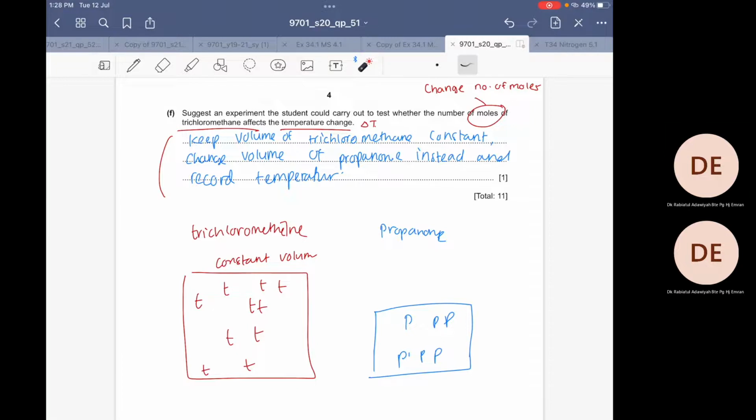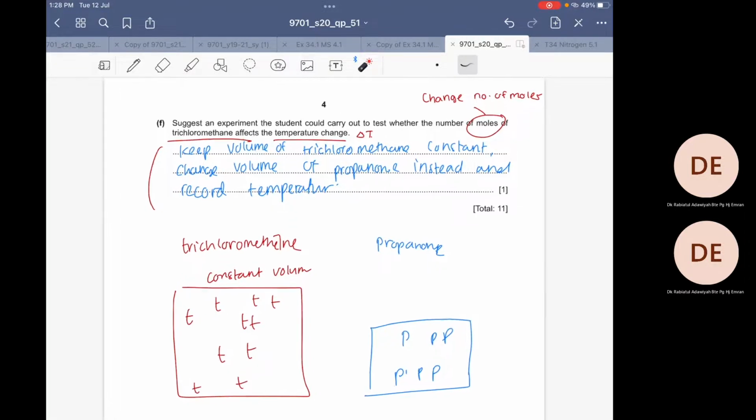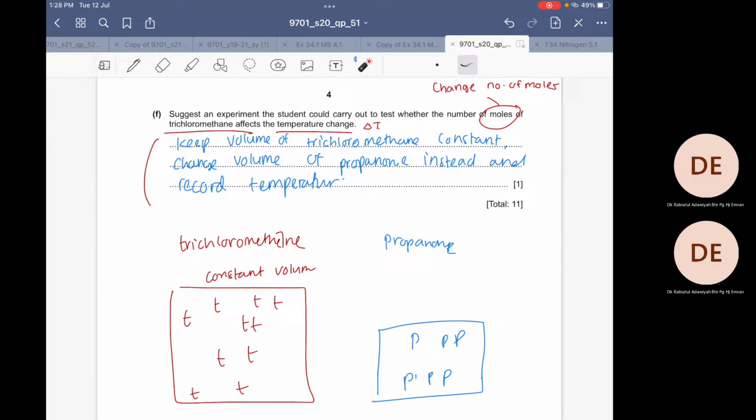the propanone, right? So that's a little bit confusing because as I understand it, when I see the question, okay, we want different number of moles of trichloromethane, I would obviously change the volume of trichloromethane, okay? So that's a little bit difficult. It's not something that you would come up with in the exam, but with explanation, hopefully you can understand why. Okay, right.